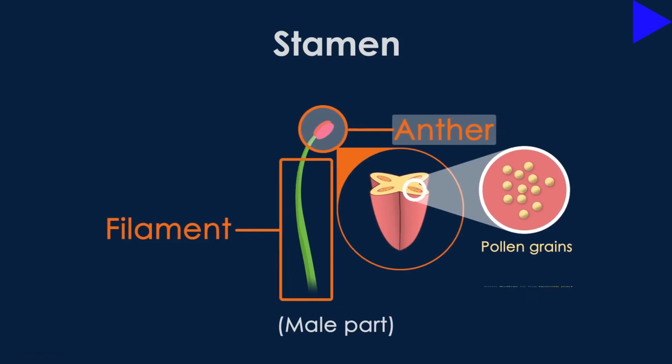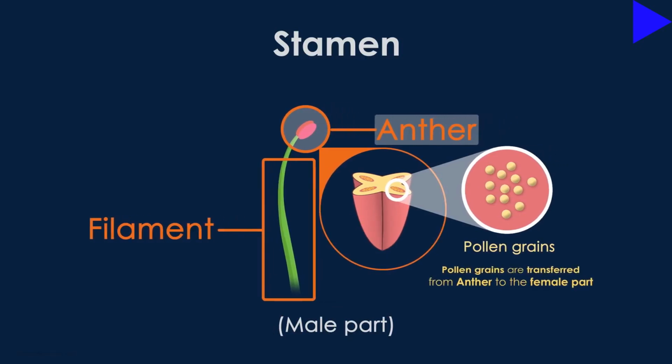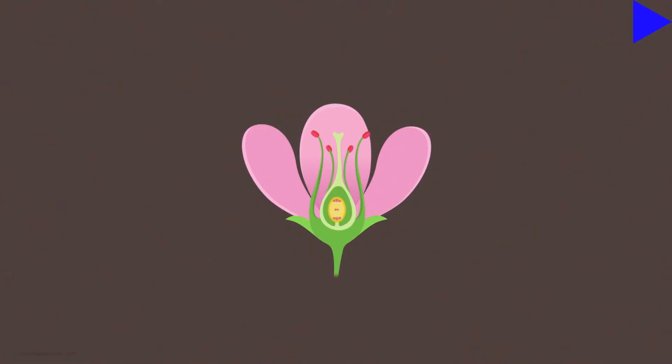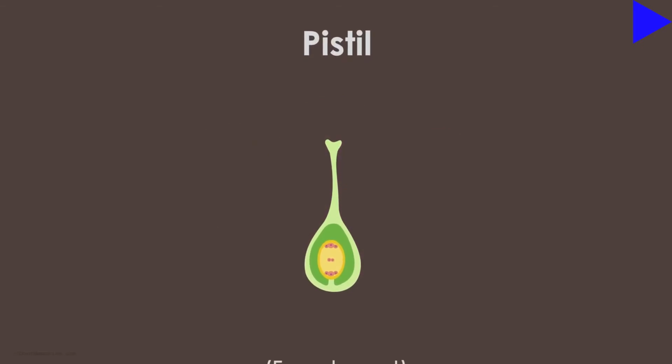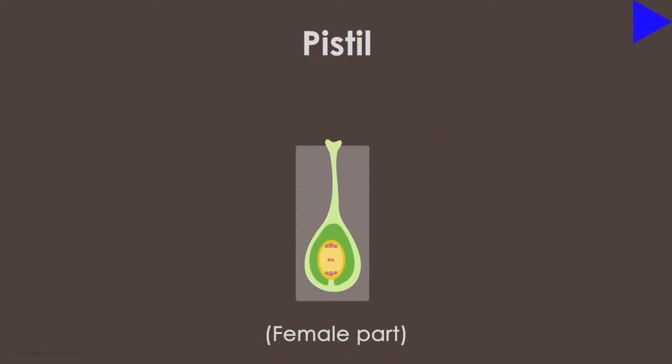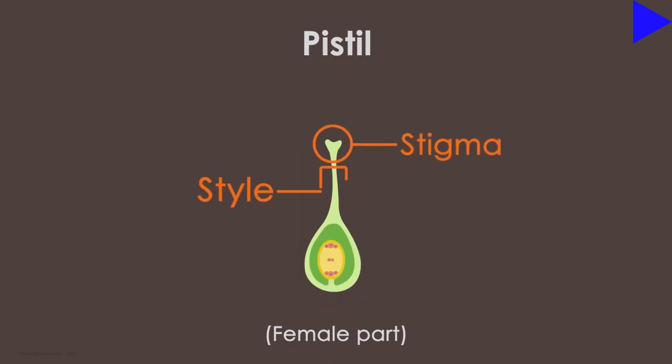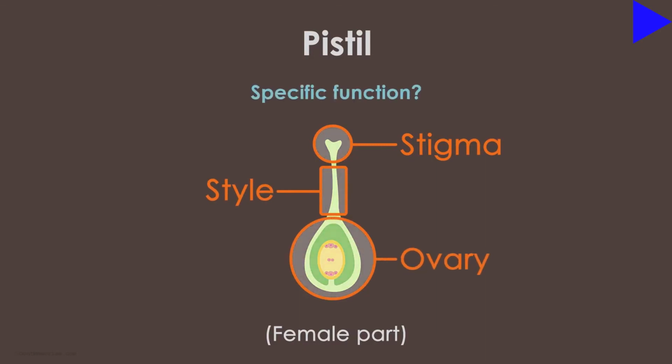There is a specific process by which pollen grains are transferred from the anther to the female part of the same or different flower. Now, what is that part called? For that, we need to focus onto our next floral part, the pistil, which is the female part. The pistil has three distinct subparts. And what are these subparts? They are the stigma, style, and the ovary.